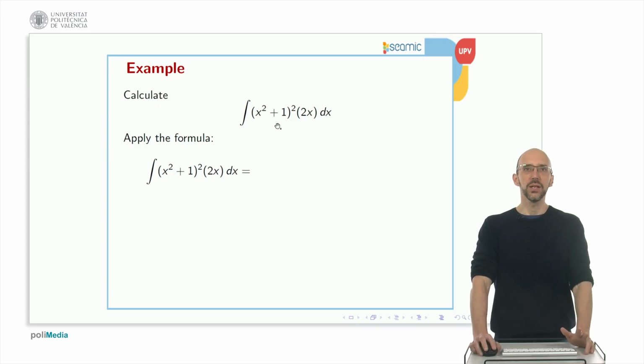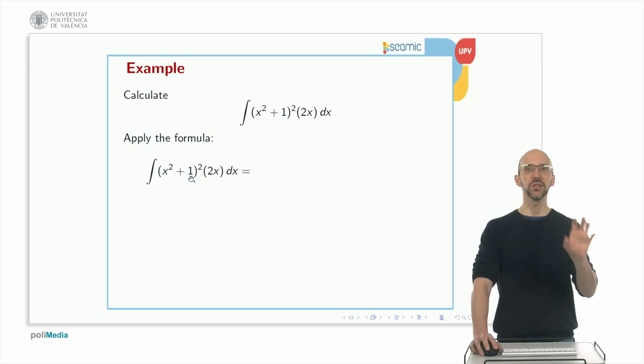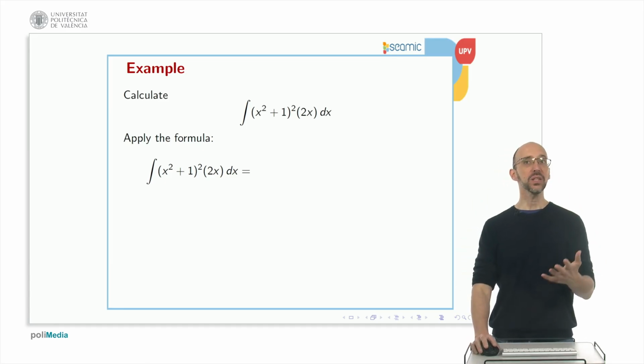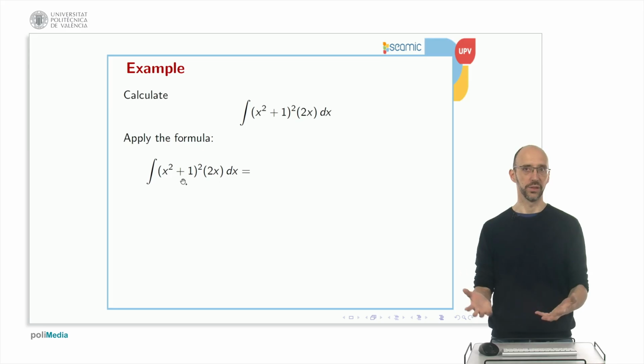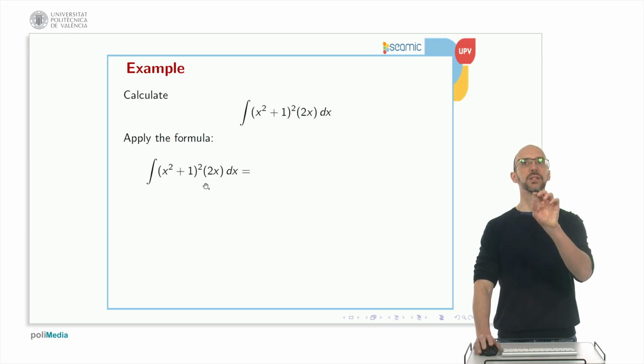So what do you see here? I see a function. The function is x squared plus 1, to the power of 2. So I have a function squared. In the formula it would be x squared plus 1. Remember, whatever is inside the parentheses. The question you need to ask yourself is, is the derivative of x squared plus 1 outside? What is the derivative of x squared plus 1? 2 times x. Oh, I got it here. Perfect. I got everything I need to apply the formula. I have a function squared times the derivative.